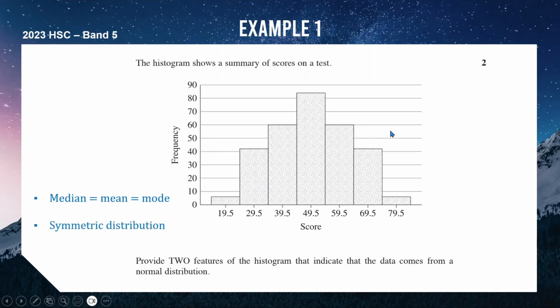We can talk about the fact that it is a symmetric distribution because the left and right hand sides match up, so that is a property of the normal distribution. And we could also say it is unimodal. It's got one peak, and that peak is in the middle where our mean and median are. Any of these 3 points would have got you 2 marks in the 2023 HSC exam.